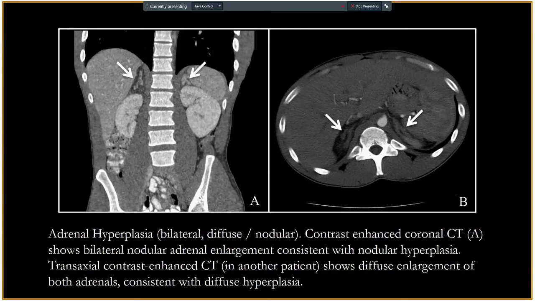Here we have two different examples of adrenal hyperplasia. Adrenal hyperplasia can be either nodular, as you can see here in the right adrenal gland. There are multiple small nodules in the right adrenal. Similarly, there are multiple small nodules in the left adrenal. Or adrenal hyperplasia can be diffuse, that we see here, the diffuse enlargement of the right adrenal and diffuse enlargement of the left adrenal. So adrenal hyperplasia, remember, is typically bilateral, and it can be either diffuse or nodular.